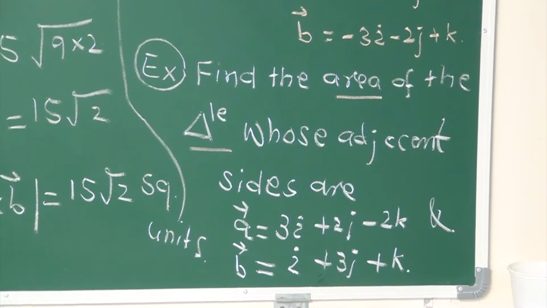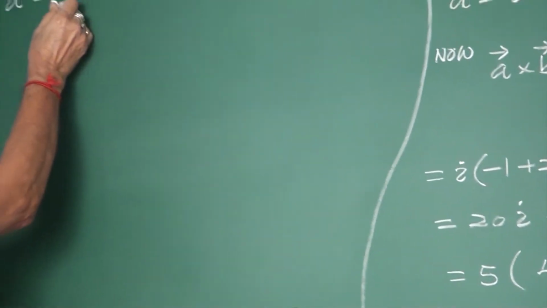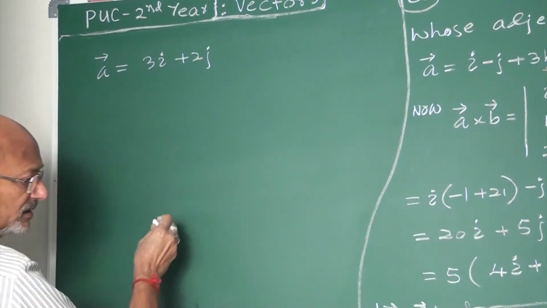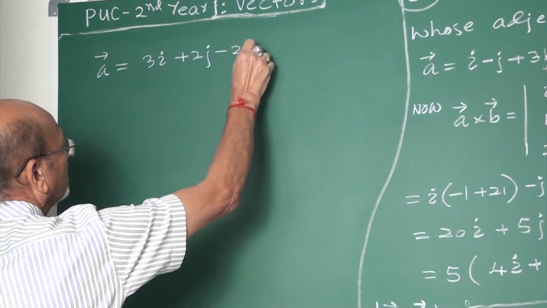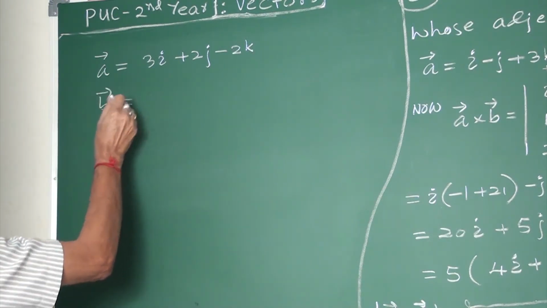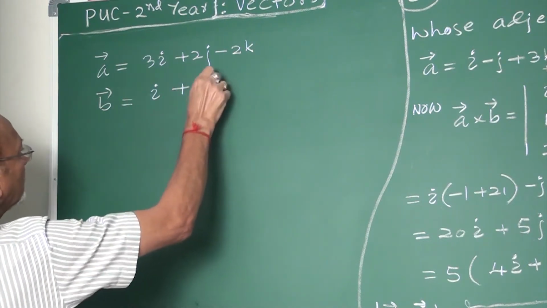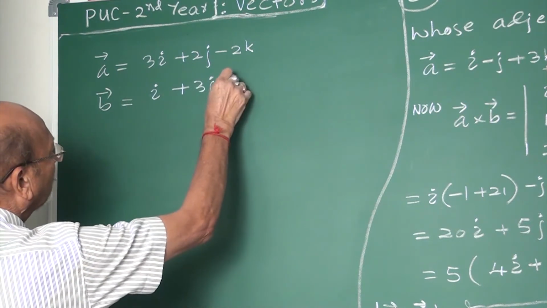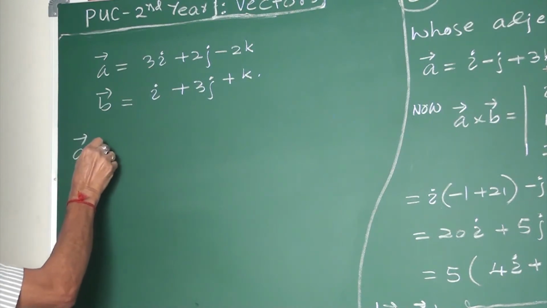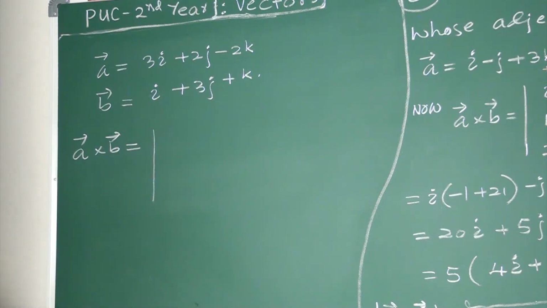Yes, friends. This is the vector A. Vector A is 3i plus 2j minus 2k. That is the example of the area of the triangle. Vector B is i plus 3j plus k. Then A cross B.